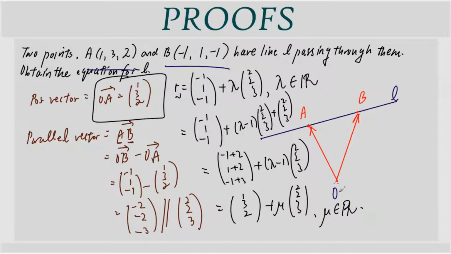So essentially, all you need for the vector equation of a line is just the position vector of a certain point that brings you to the line, as well as a parallel vector that allows you to maneuver along the line L.